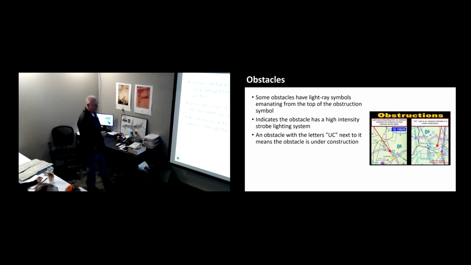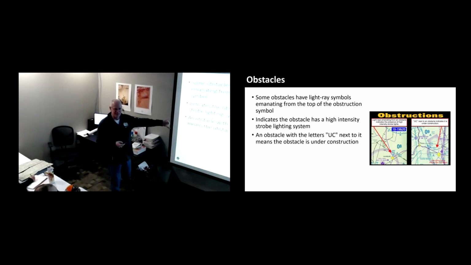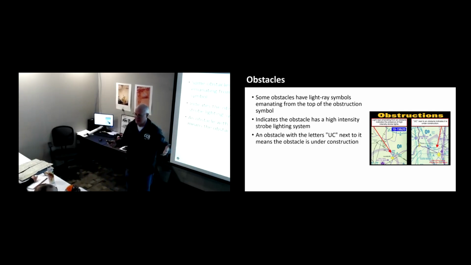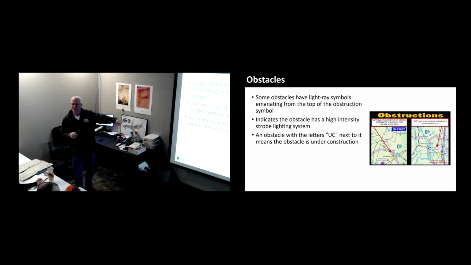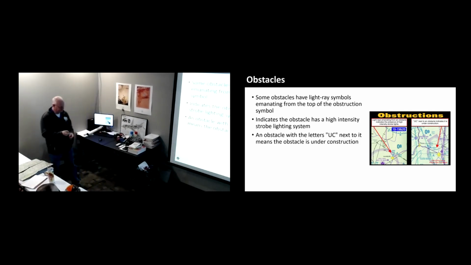Okay, the letters UC. If you see UC, it's gonna mean that that obstacle is still under construction. Okay, which only means beware that the numbers that are displayed with that obstacle may not be 100% accurate. Okay, that may be the numbers at the time the chart is printed, but if it's under construction, it could be higher, it could be lower, right? So under construction is just an indication to you, just beware.